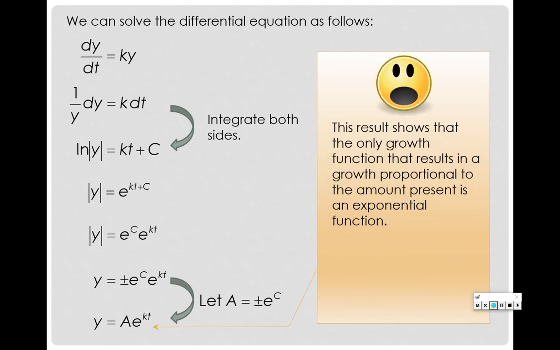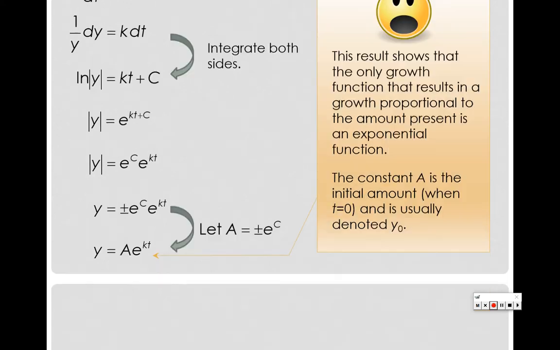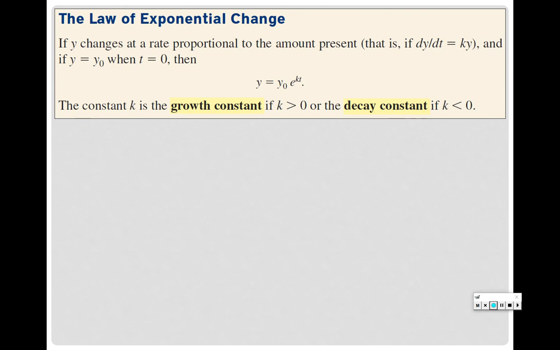The result shows that the only growth function that results in growth proportional to the amount present is the exponential function. That's the important part of all this, is if your growth is proportional to how much is there, you're talking about an exponential function. You don't have to be wondering if there's some other function out there that you could use. And that a out front is just, we just use that for when t equals 0. So we sometimes call it y0 as well. So anyways, after all that, and actually all that stuff is good foundation to understand where it's all coming from. But here's what you really need to know out of all that.